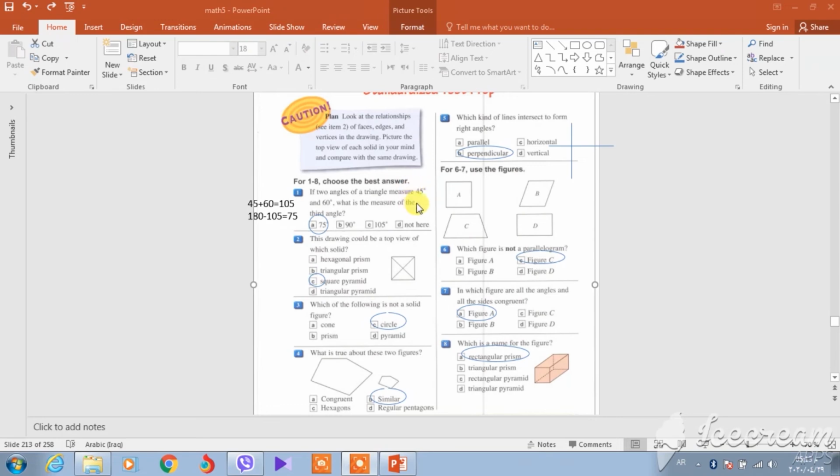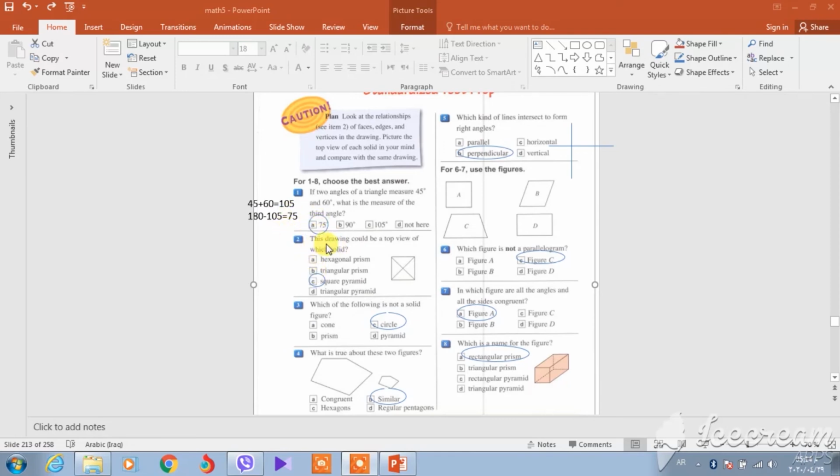Because we have 2 angles, 45 and 60, we need to find the sum of both angles to find the third angle. 45 plus 60 equals 105. After that, because the sum of the angles of a triangle equals 180, you can say 180 minus 105 equals 75. So the answer is 75.